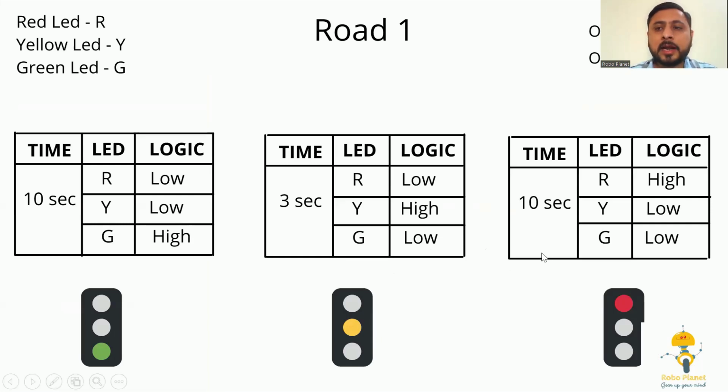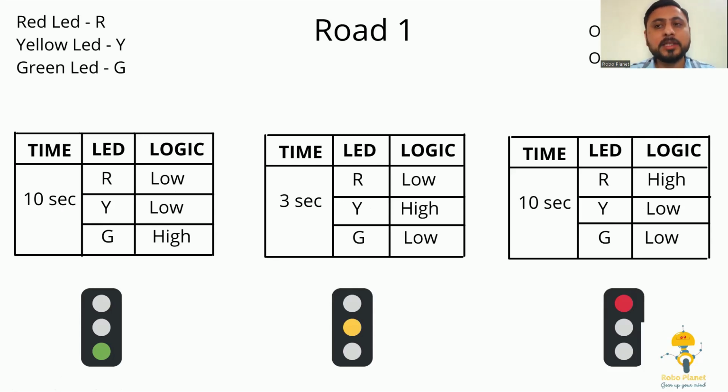Red, yellow and green. So first of all, we are making this color green for 10 seconds. So red will remain low, means 0, yellow will remain low, green remains high. Then after 10 seconds, for the next 3 seconds, yellow becomes high, red and green become low. And after this, for the next 10 seconds, red becomes high and yellow and green become low. Now on and off means 0 and 1. High means 1, low means 0, right?